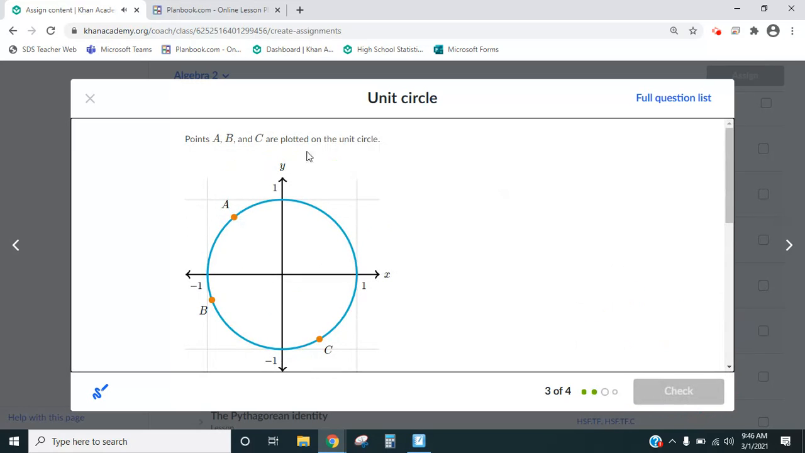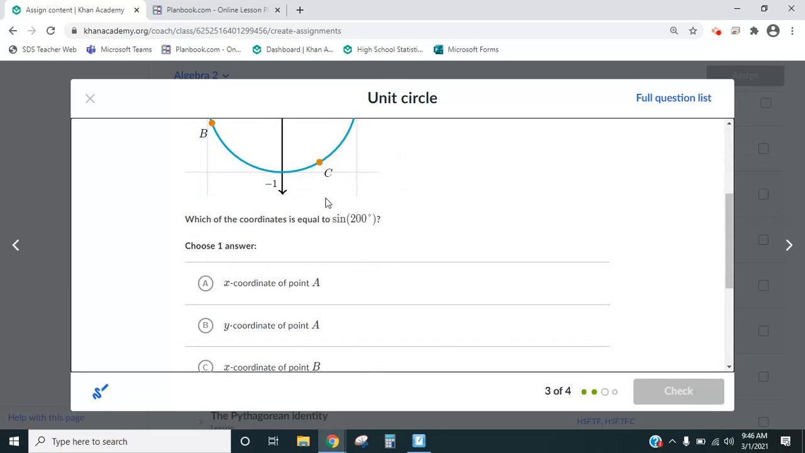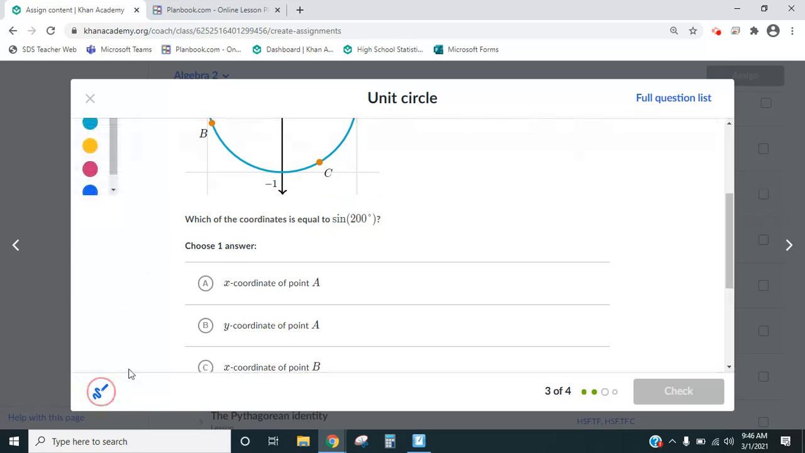Let's do one more. Points A, B, and C are plotted on the unit circle. Which of the coordinates is equal to the sine of 200? It's saying which of the coordinates is equal to the sine. Okay, well, we knew that the y coordinate is equal to the sine of an angle, right? So now we need to make sure we're at the angle, which is 200 degrees.